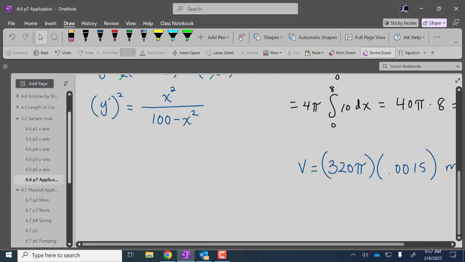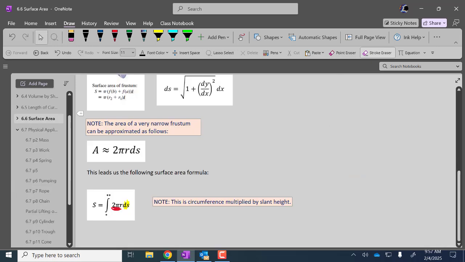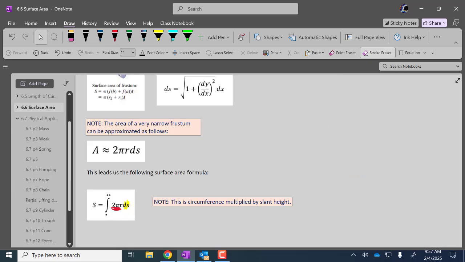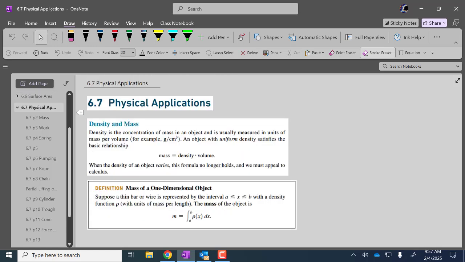All right. So, our last section in this chapter, 6.7, is the physical applications.